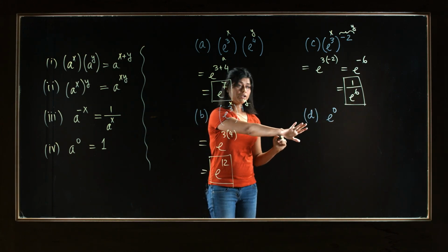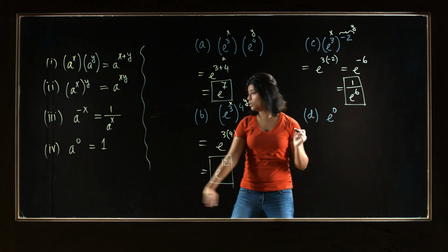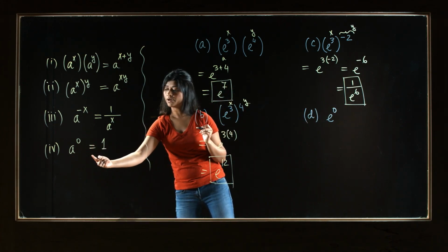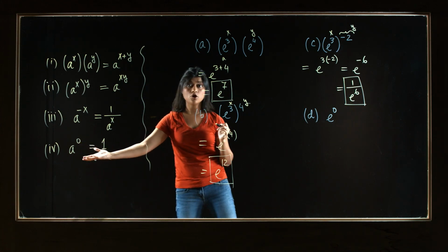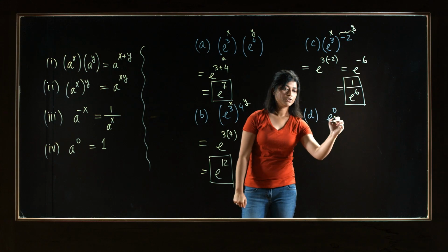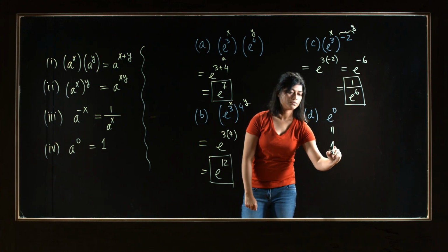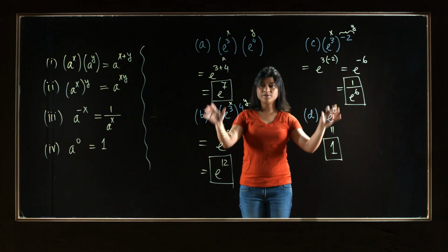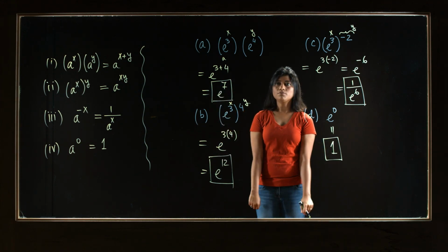And for the last one, we have e to the 0. Look at property 4. Any a to the 0 for a real number is equal to 1 when a is not equal to 0. And e is a real number, so to the power 0, this is equal to 1. So that gives us simplified expressions for all four of them.